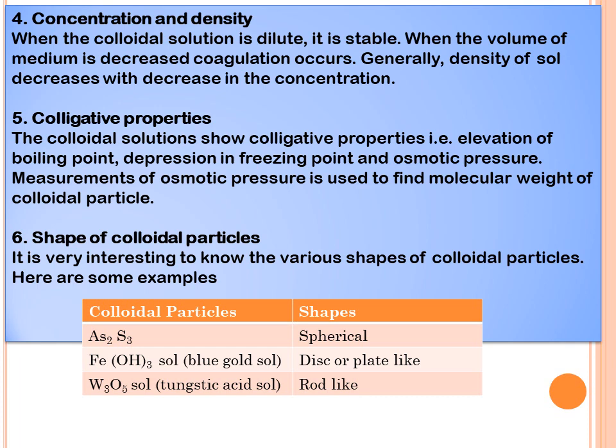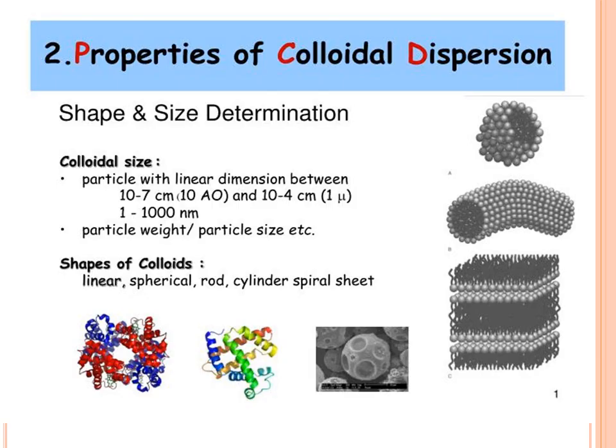And the next characteristic property is the shape of colloidal particles. It is interesting to know that colloidal particles exhibit various shapes. There are certain examples. Arsenic sulfide colloid has spherical molecules. Ferric hydroxide sol or blue gold sol, as it is also called, has disc or plate like molecules. You have interesting shapes in the next slide also. You just see the shapes of colloids: linear, spherical, rod, cylindrical. Look at the shapes of the molecules which are there.